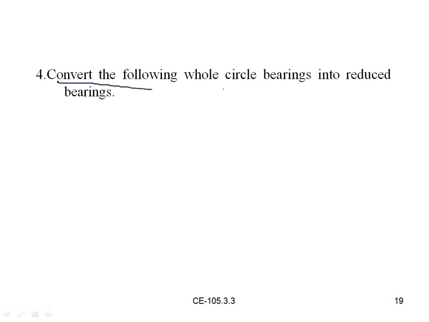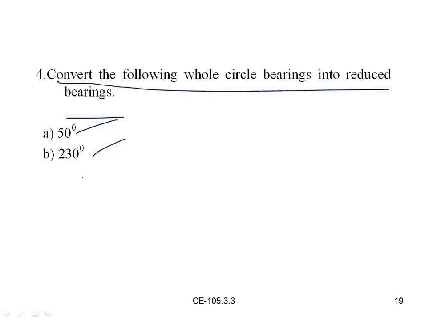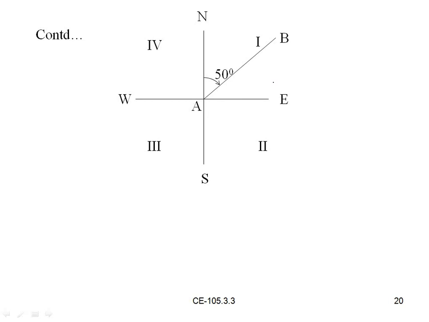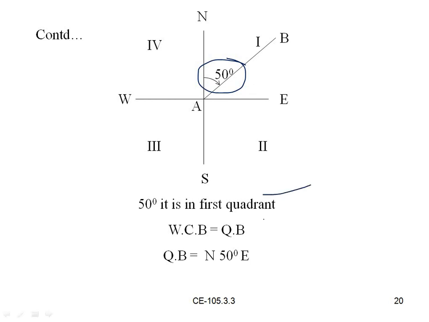Now next, convert the following whole circle bearings into reduced bearings. A is 50 degrees, B is 230 degrees, C is 145 degrees 30 minutes, and D is 325 degrees 30 minutes. So the first one, 50 degrees, is in the first quadrant, and whole circle bearing is equal to quadrantal bearing. So the quadrantal bearing is North 50 degrees East.